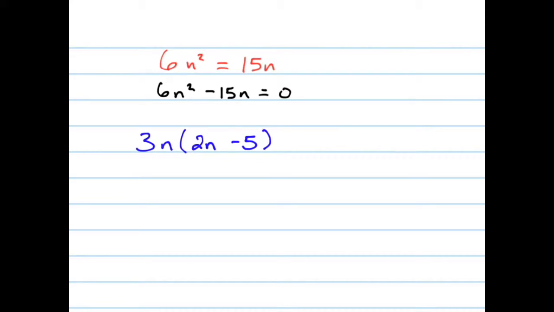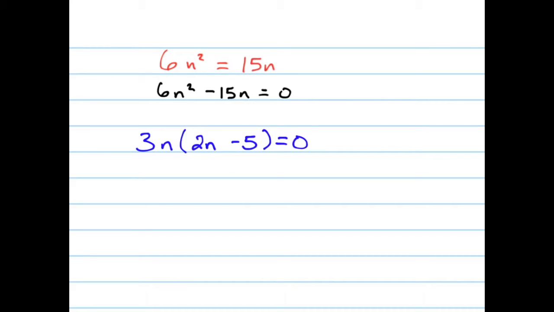Sometimes we'll start with the terms on opposite sides of the equation. So our first step is to move everything to one side by subtracting 15n from both sides. The next step is to factor. So what goes into both 6 and 15? 3. And what else do they have in common? n. Now when I factor 3n out of the 6n squared, I'm left with 2n. When I factor it out of the negative 15n, I'm left with negative 5.